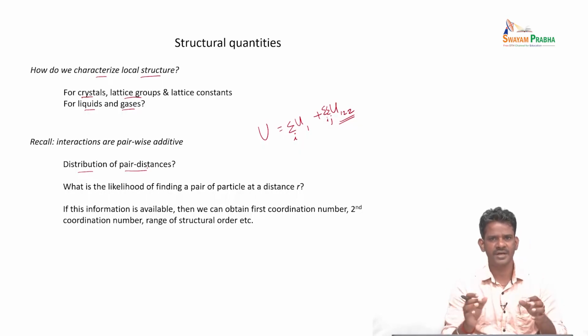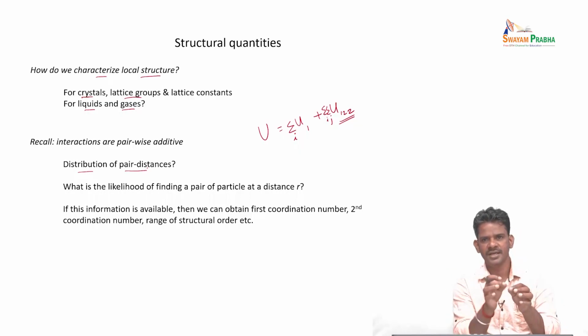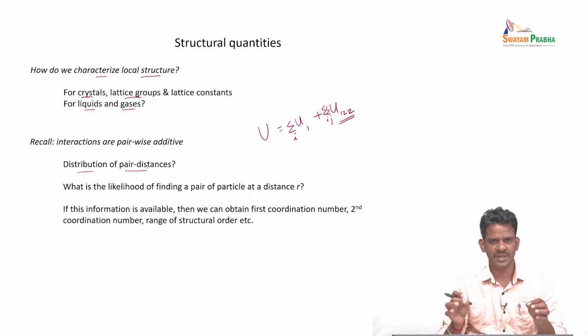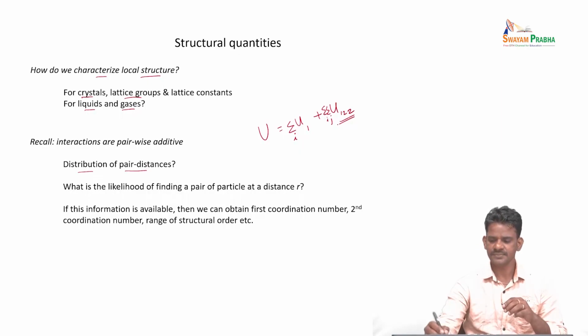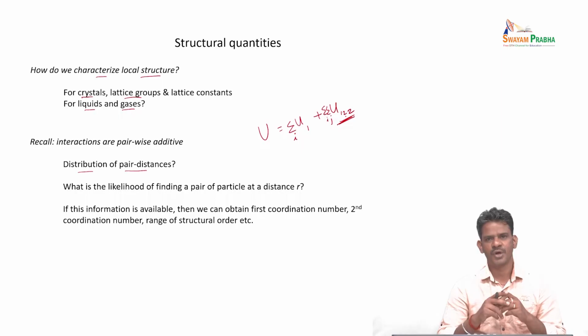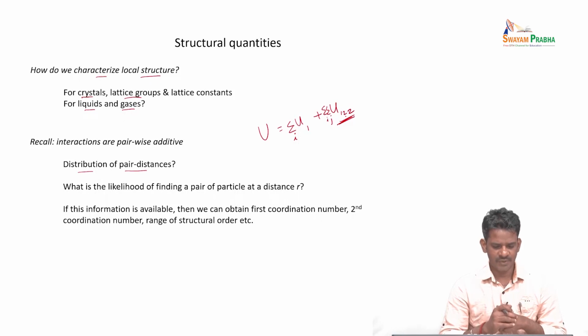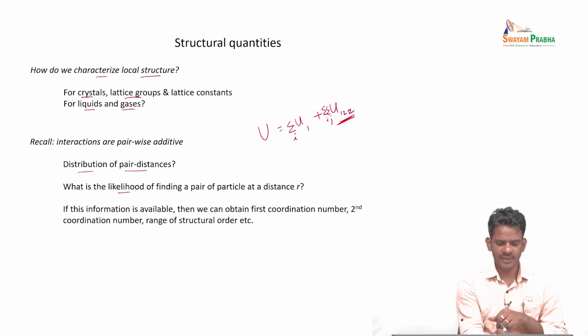Okay, in a system of n particles, you pick up 2 particles and see there is a distance between those 2 particles, and then you see what is the distribution of such pair distances, and that has relevance to what is the most probable energetic states and which will be closer to an equilibrium system. So, another way of saying the same thing would be, what is the likelihood of finding a pair of particles at a distance of r.